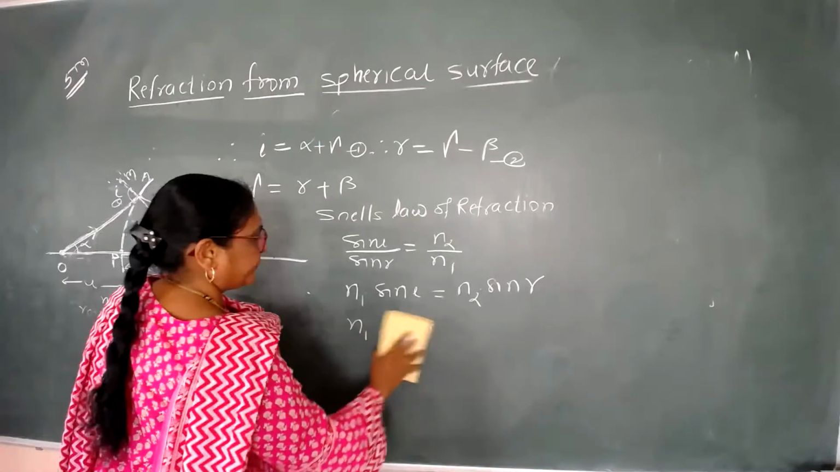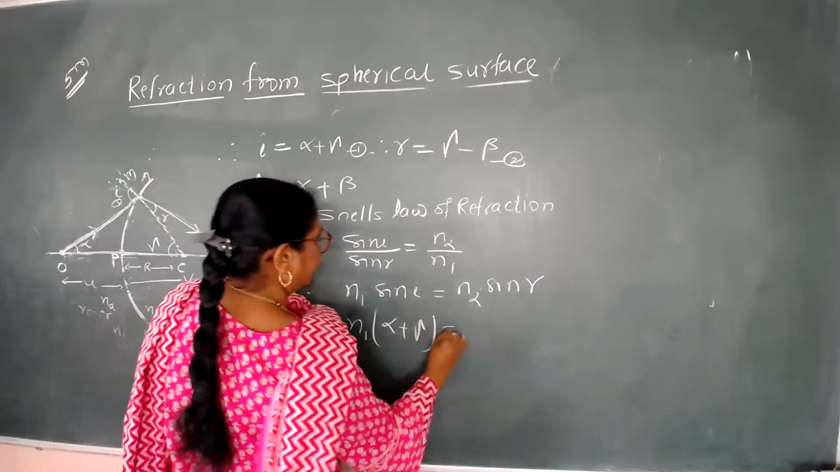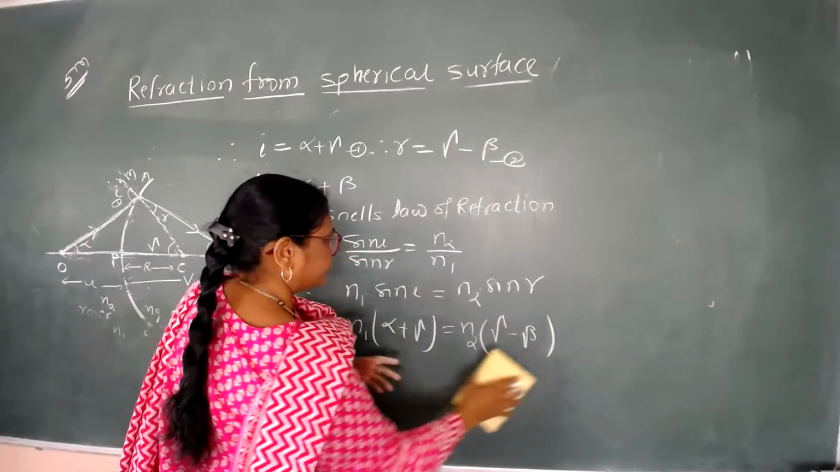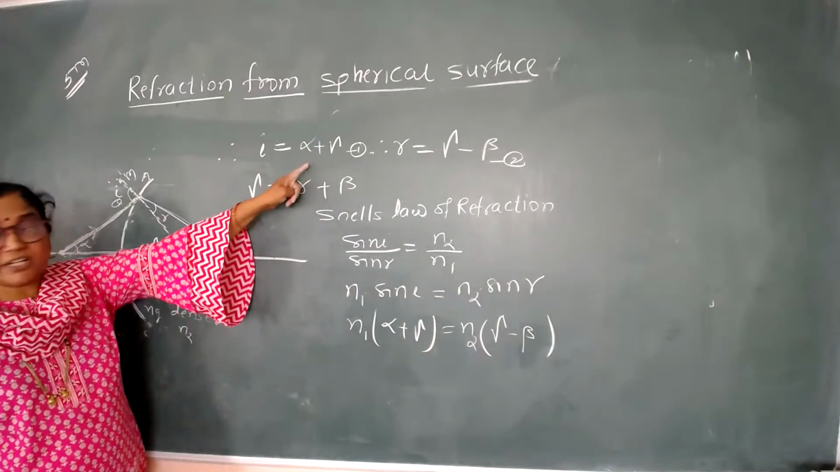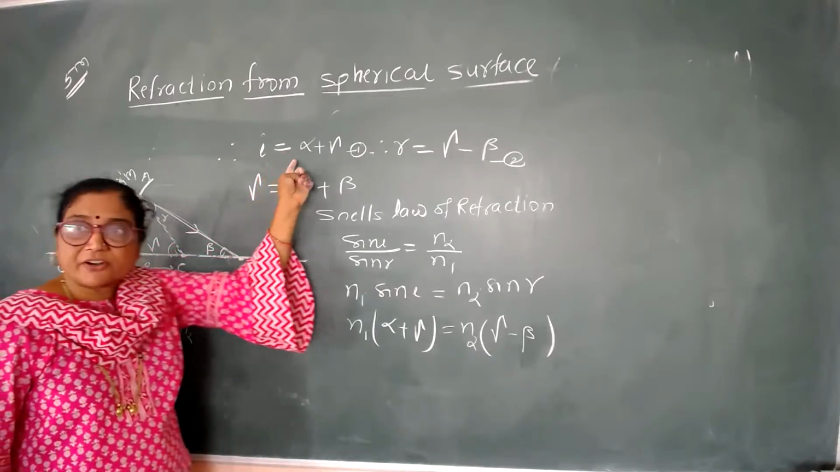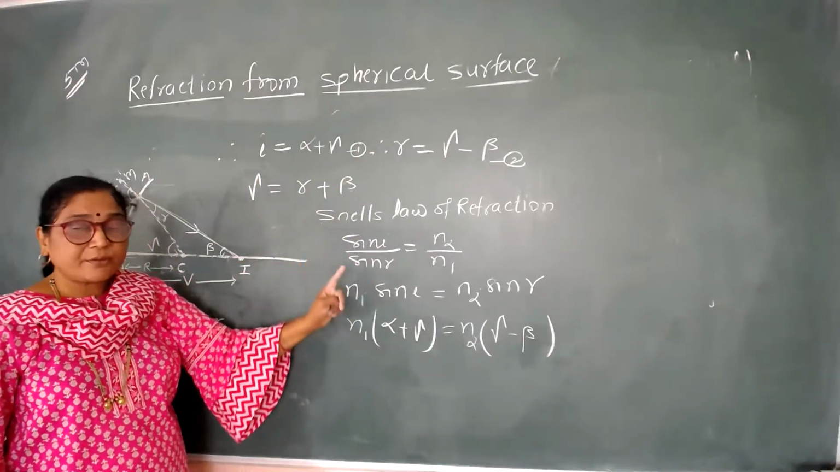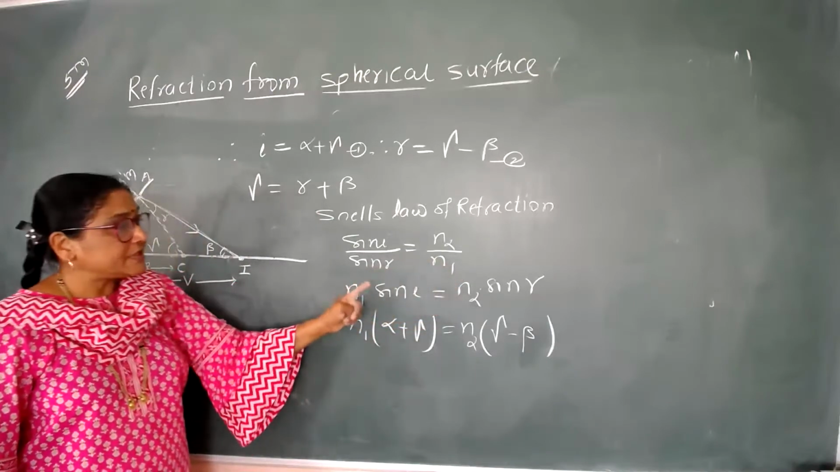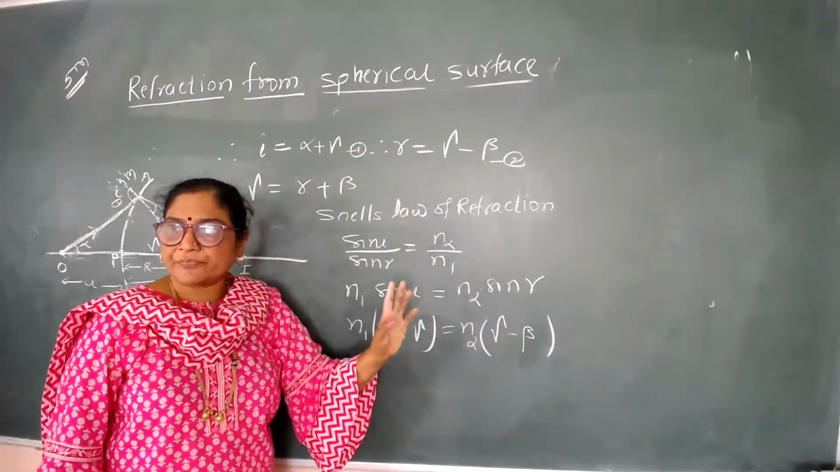Let us substitute the values. n1 into the value of i, which is alpha plus gamma, is equal to n2 into r, which is gamma minus beta. So see the equation. What we have done is use Snell's law of refraction. First, using exterior angle equals the sum of interior angles, we find the values of i and r. Then we apply Snell's law: sin i by sin r is equal to n2 divided by n1, so n1 sin i is equal to n2 sin r. We substitute the values: n1 times (alpha plus gamma) is equal to n2 times (gamma minus beta). Okay, understood? Let's see the figure.